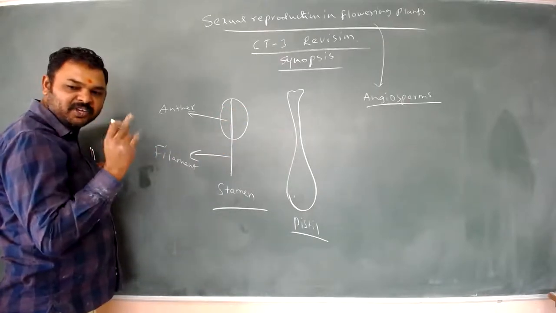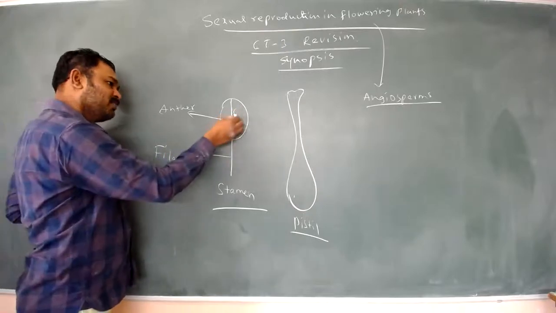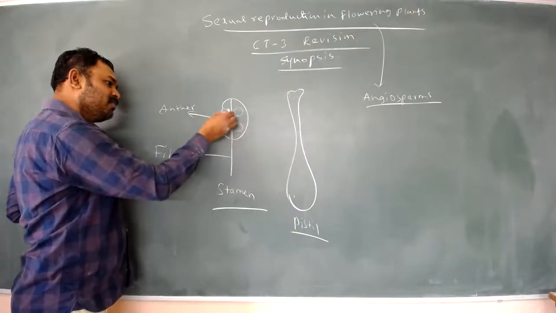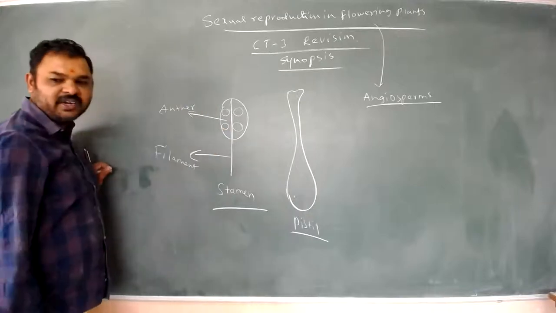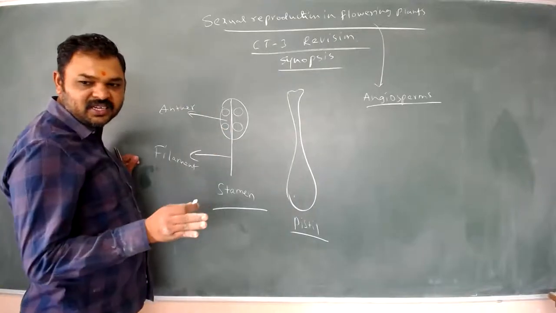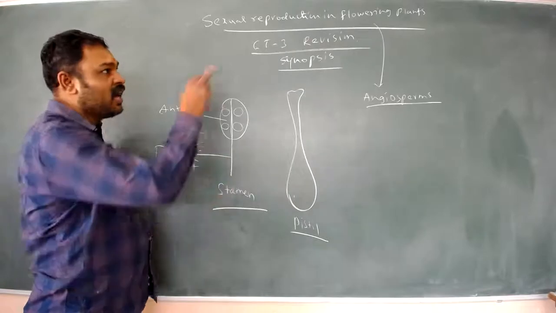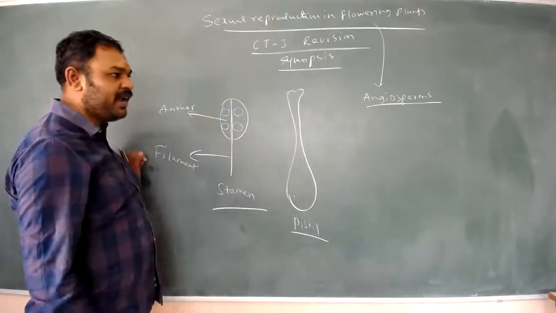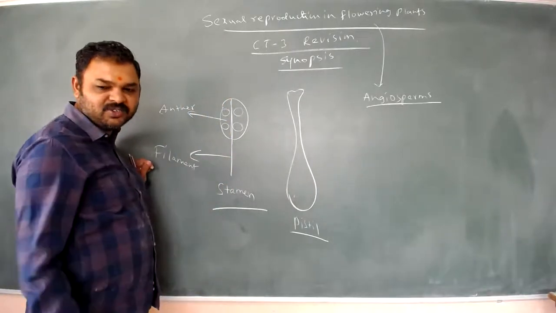Each theca, how many sporangia are there? Two sporangia. Here a sporangium, here a sporangium, here a sporangium, here a sporangium. Tetrasporangiate. A dithecous tetrasporangiate anther occurs in which plants here? Angiosperms. Flowering plant means angiosperm.